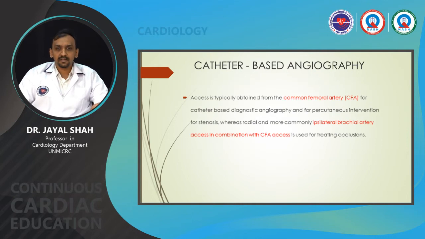For catheter based angiography, the access is typically obtained from the common femoral artery, both for the angiography and for percutaneous intervention for stenosis. However, if we are dealing with an occlusion, then an ipsilateral brachial artery access in combination with CFA access is a must.